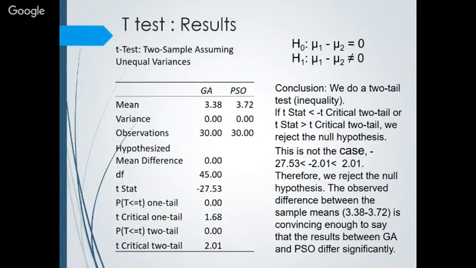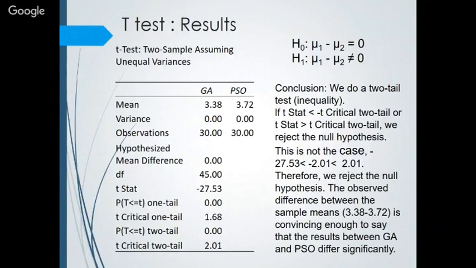Is that enough to say that the results between GA and PSO differ significantly? That means we can conclude that the results obtained using GA and PSO are different. They have a genuine difference. Though their difference is only a small fraction, they are genuine in nature. We are 95% confident that the observed difference is genuine. So we accept the alternative hypothesis in this case.